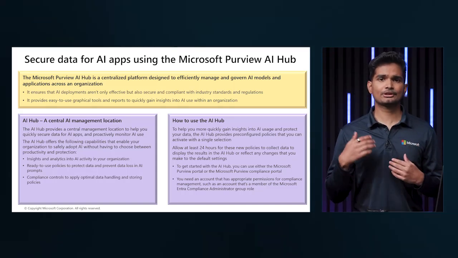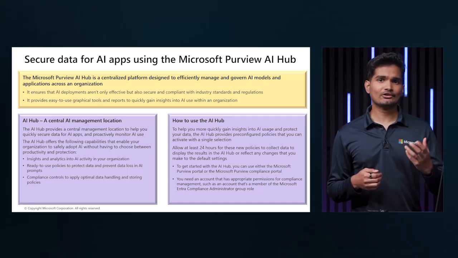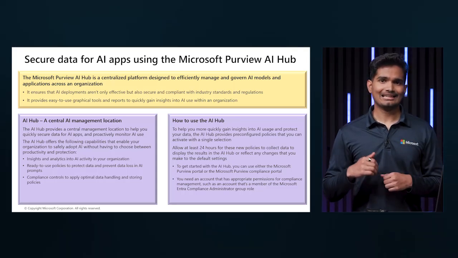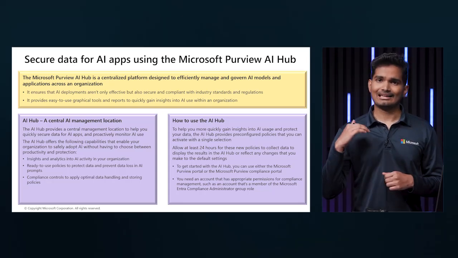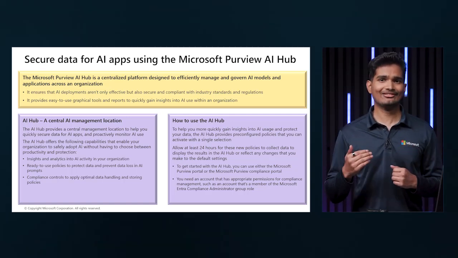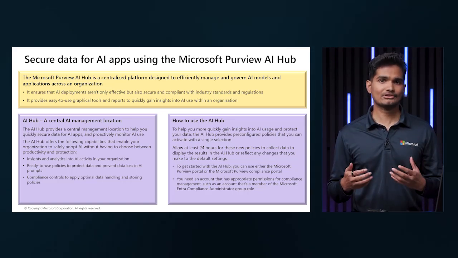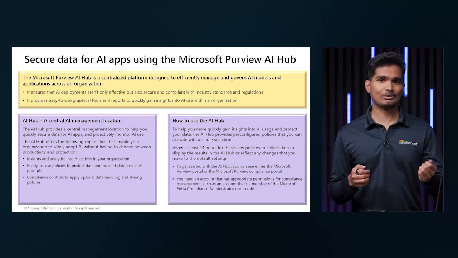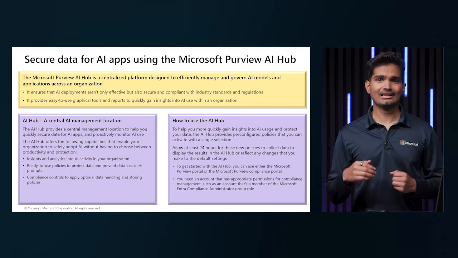The AI Hub helps secure data and AI apps and monitor AI use. It offers capabilities for balancing productivity and protection, and analytics into AI activity as well. It has ready-to-use policies for data protection and loss prevention, and compliance controls for optimal data handling and storing. The AI Hub provides pre-configured policies for quick insights and data protection. It requires 24 hours for new policies to collect and display results.